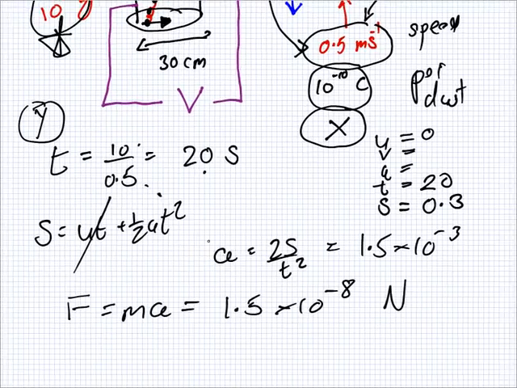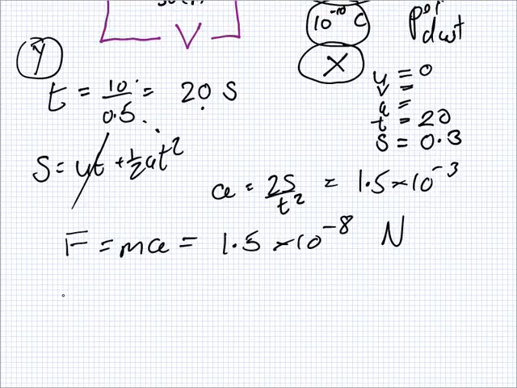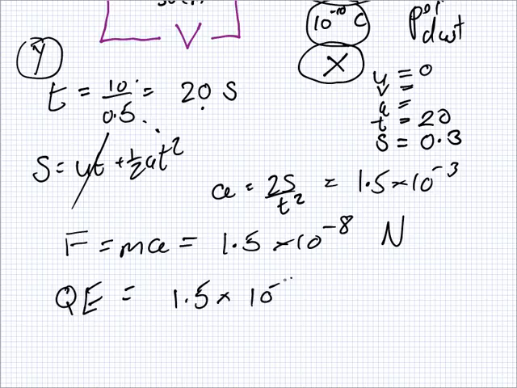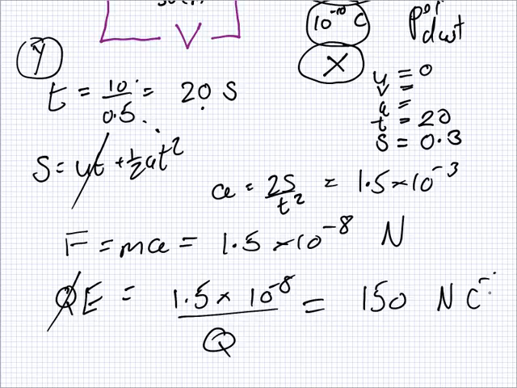Now, what is making it have this force? What's causing this force? The electric field. So what's the formula for the force in an electric field? It's QE, or EQ. Now, do we know the Q? We do. So the E, what's the Q? 10 to the minus 10, isn't it? So the E is 150 newtons per coulomb.